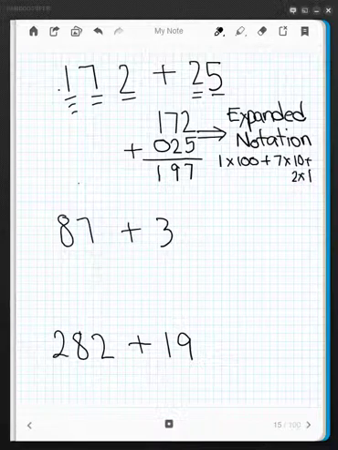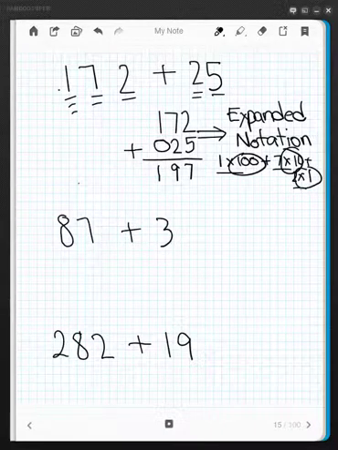And that's what we call expanded notation. And it says I have 1 hundred, 7 tens, and 2 ones. And we are grouping them based upon these times 10s, times 1s, times 100s, the place values. And that's what we're doing.